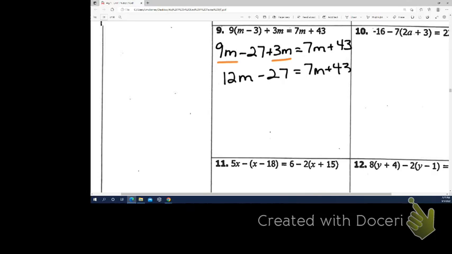7m plus 43, there's no parentheses, there's no like terms. It's just chilling. Now that the left side is simplified, now we can start moving the variable. I would not recommend that you move the variable until you clean up things on the left side, until it's simplified.